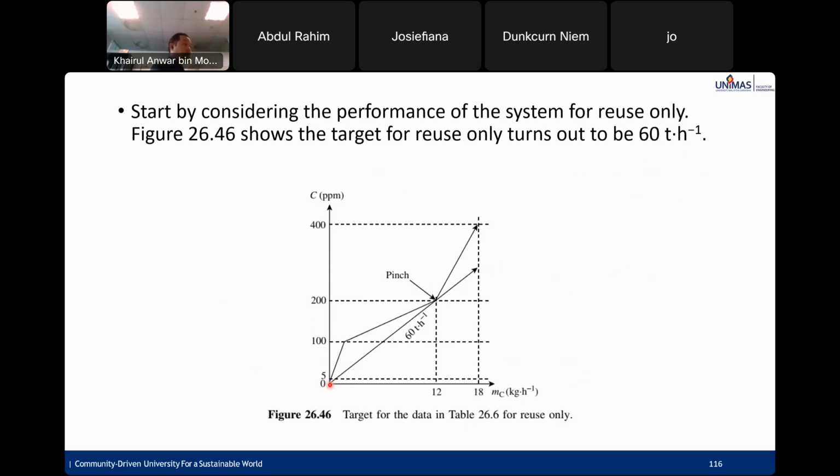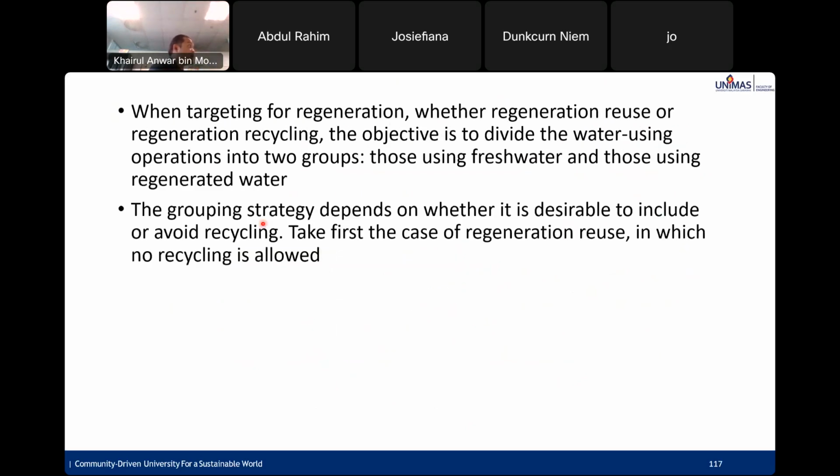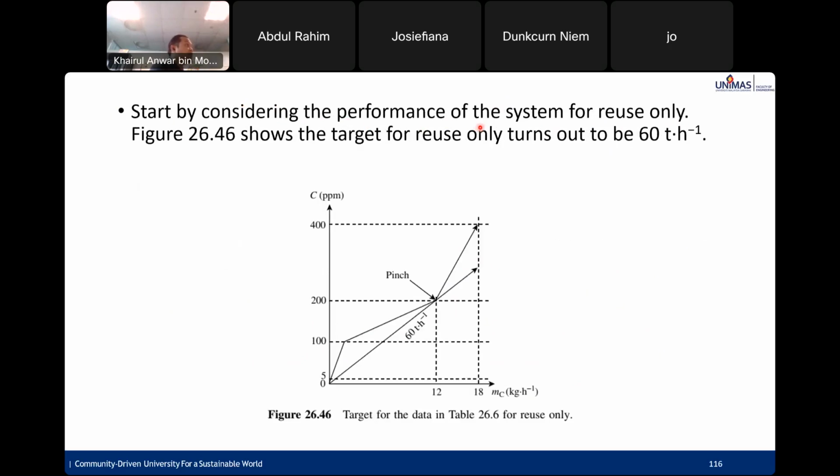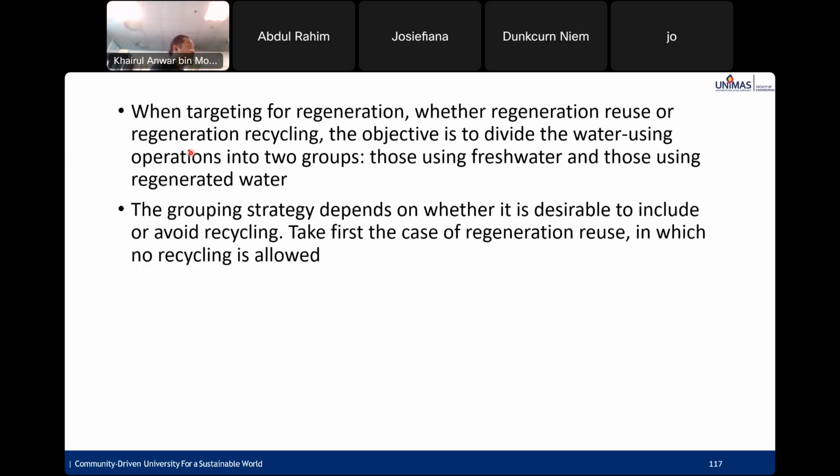Let's continue. This is the LCC for reuse. When targeting for regeneration, whether regeneration reuse or regeneration recycling, the objective is to divide the water-using operations into two groups: those using fresh water and those using regenerated water.